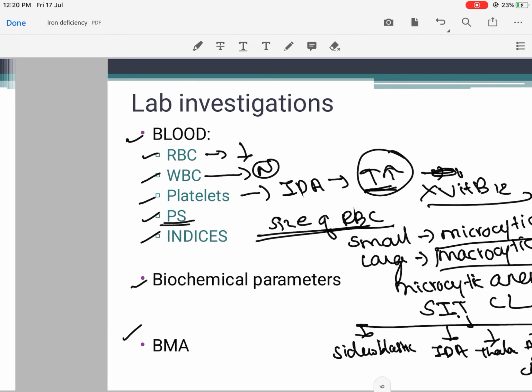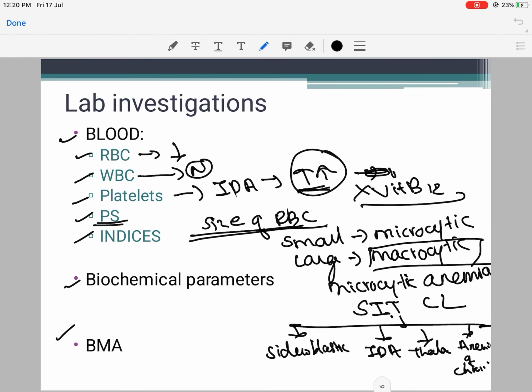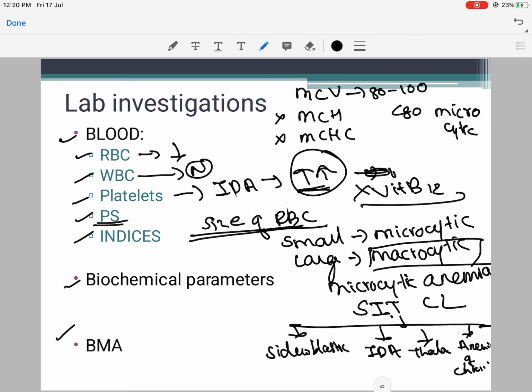Now the next important thing we need to see is the indices. So indices, what we see are MCV, MCH, MCHC. Now these two things are useless for us. So the only important one in indices is MCV. MCV normal is 80 to 100. If it is less than 80, it means it is microcytic, means the cell size is small. So if it is less than 80, then you suspect it could be iron deficiency.